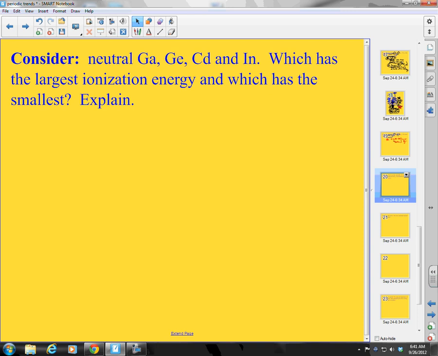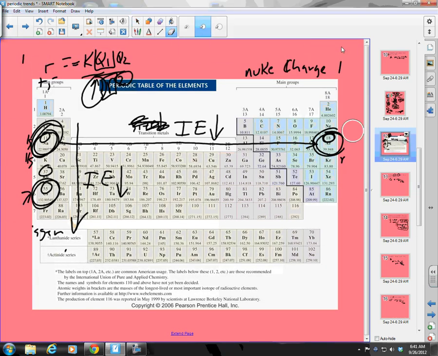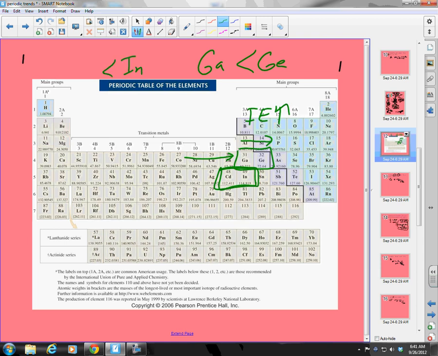Okay, let's find gallium, germanium, cadmium, and indium. Okay, let's find that right here. Gallium, germanium, indium, and cadmium. Let's start up here in this period. I'm going from left to right here. What happens? Ionization energy does what as I go from left to right? Increase. So that means germanium is going to be greater than gallium. And we can also know that indium is going to be greater than cadmium.